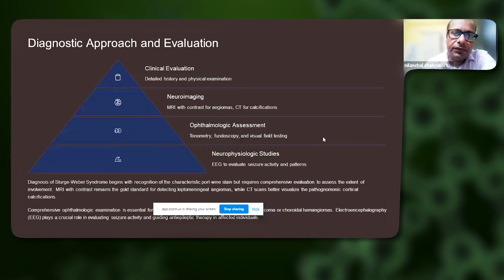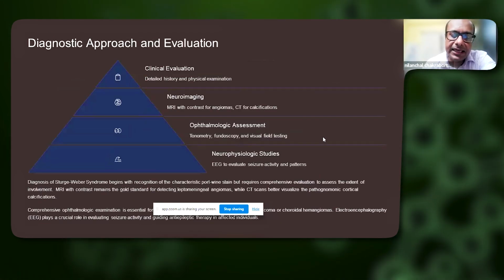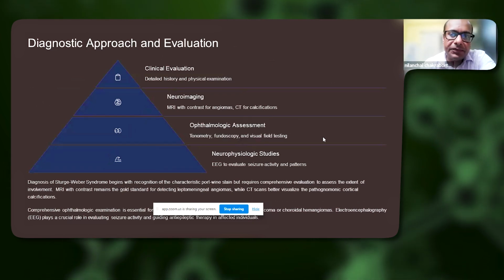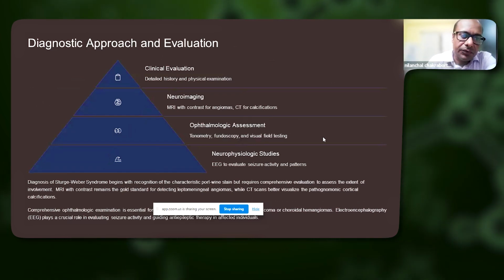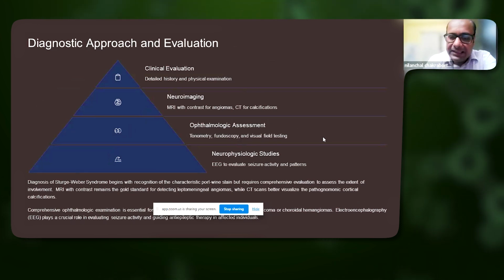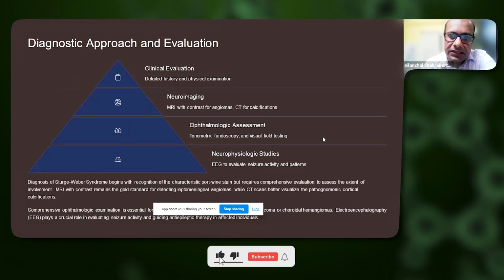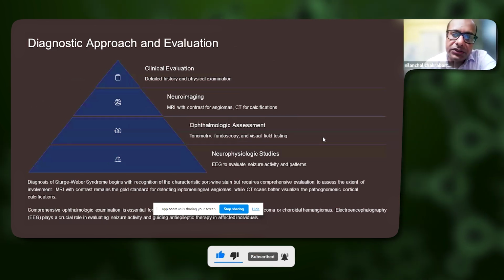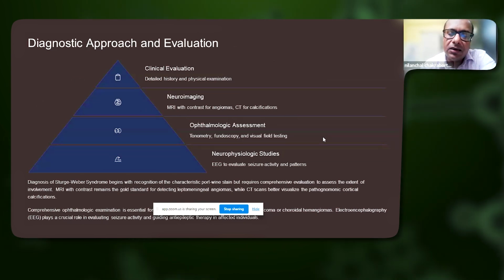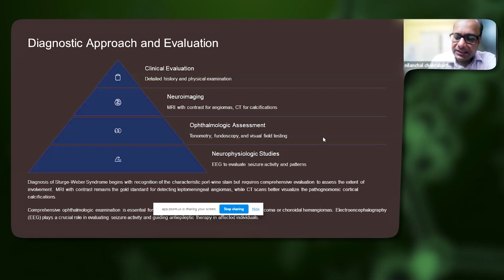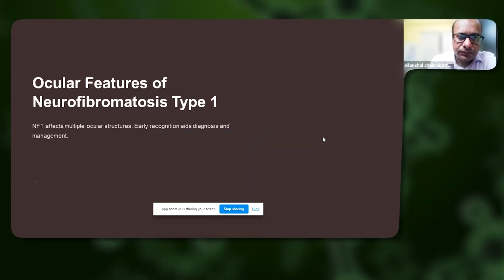The evaluation will be from the history and clinical examination, and the very pathognomonic CT feature of the tram tract sign may be given in the questionnaire also. EEG can also be given as a feature of seizures. So all these neurocutaneous features along with ophthalmological findings in fundoscopy or visual field testing will be given in the questionnaire to diagnose Sturge-Weber syndrome.